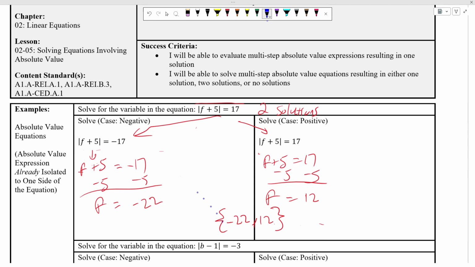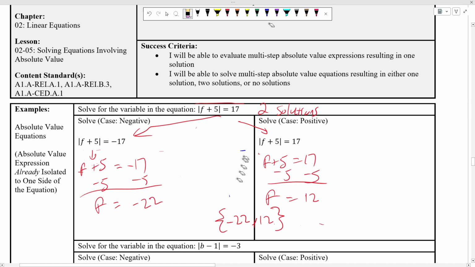On the negative side, I'm saying f is negative 22. So negative 22 plus 5 equals negative 17. Working this, negative 17 equals negative 17. Look here, 17, 17, true, true. So it does indeed make sense here. All right. Anyways, where am I going with this?